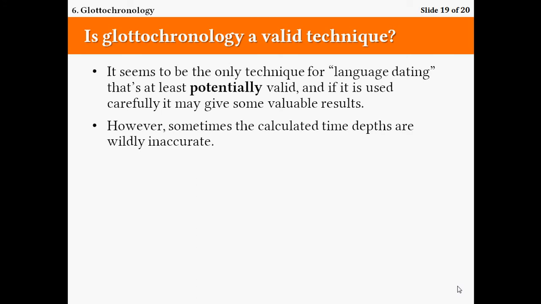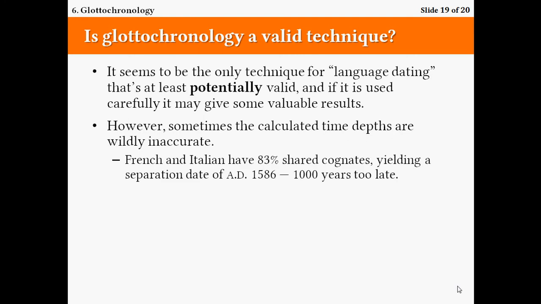But there are problems. Sometimes when you apply glottochronology to two languages, you get a time depth that just can't possibly be right. If you apply it to French and Italian, they have 83% shared cognates. And what you get is that French and Italian must have separated around 1586. And if you know anything about when Latin was spoken, that's about 1,000 years too late. So glottochronology isn't working out too well in that case.